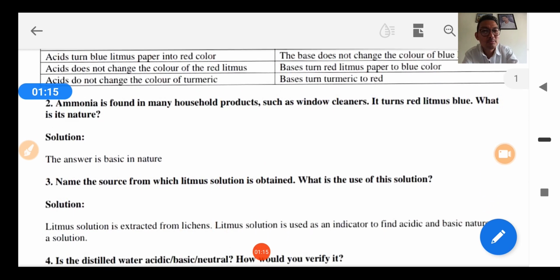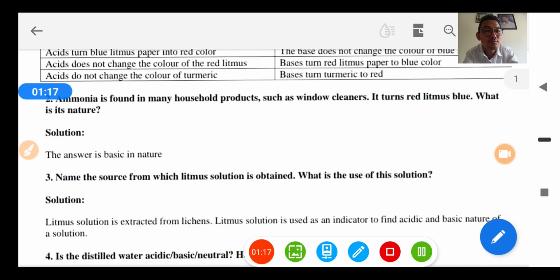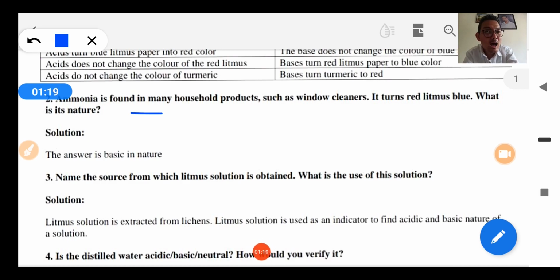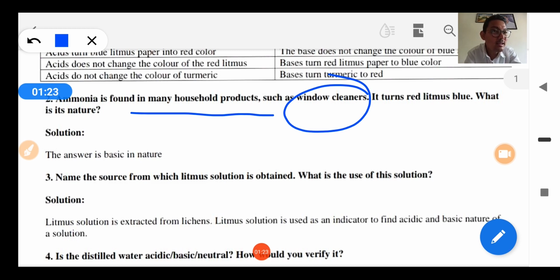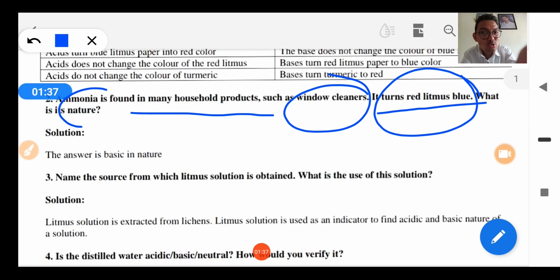Now coming to question number 2, ammonia is found in household products such as window cleaners and it turns the red litmus blue. What is its nature? See, we have learned that bases turn the color of red litmus into blue, and if the ammonia solution converts the color of red to blue, it means the solution is basic in nature.